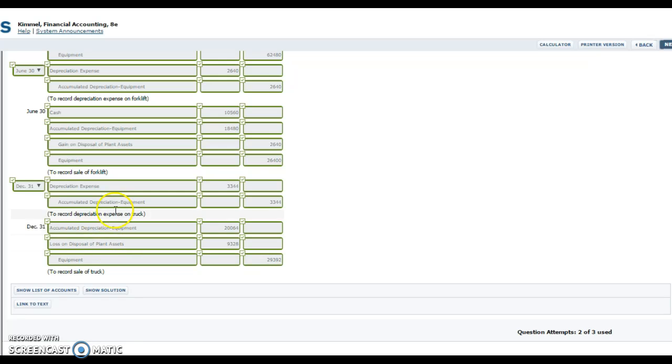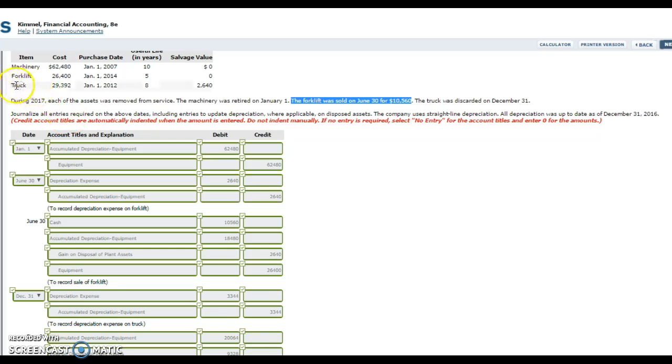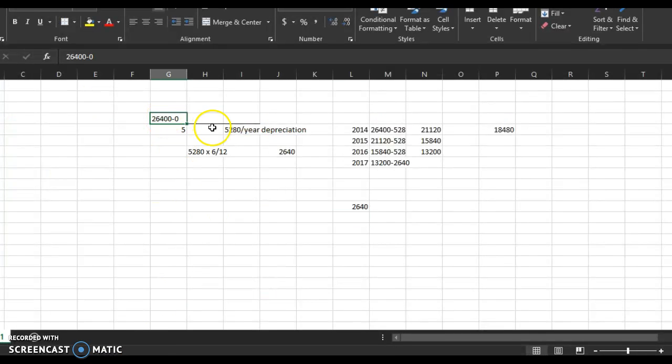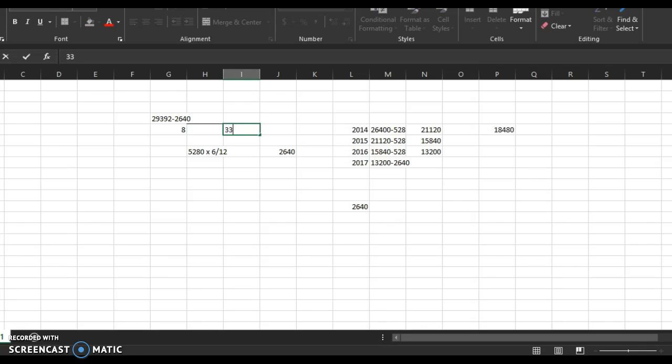For the next part of the problem, they wanted us to record the depreciation expense on the truck. So we have the truck here, and I'll show you how we figure depreciation on that. So for the truck, we'll go back up here. The purchase price of the truck was $29,392, and we have to subtract out the salvage value, which is $26.40. And then we divide that by the useful years, which is 8. And that gives us a value of $33.44 depreciation per year.